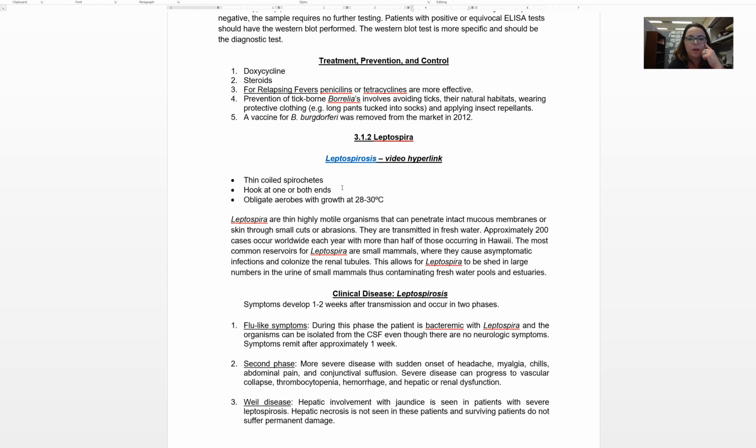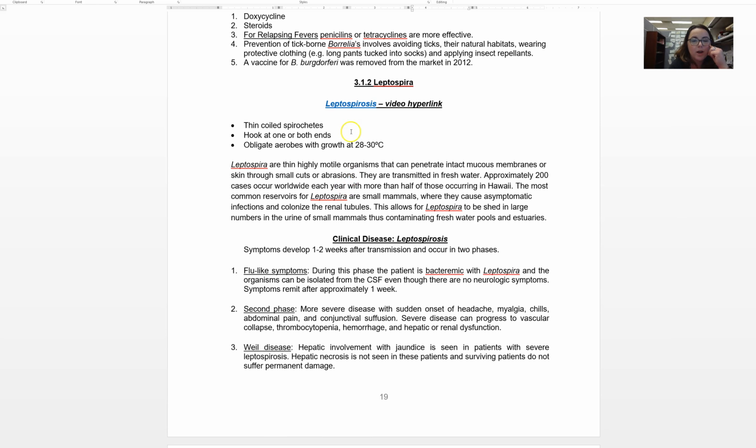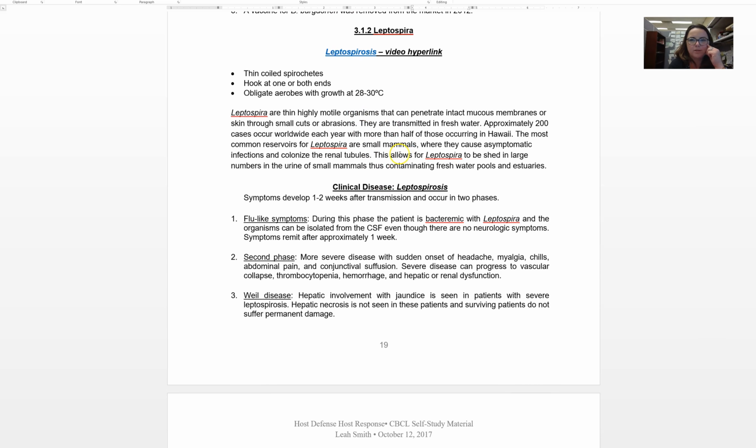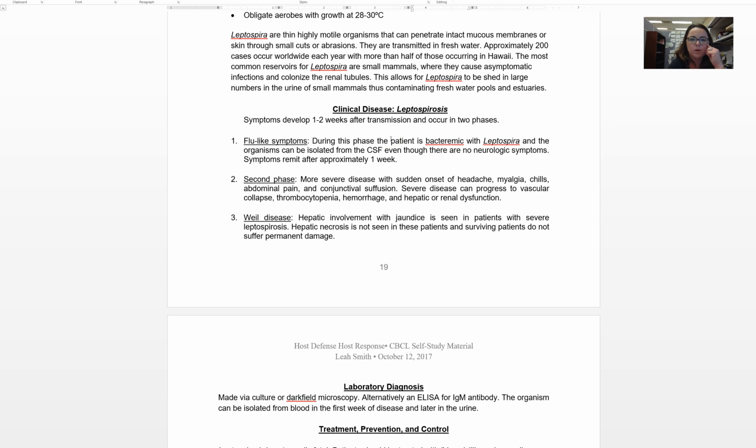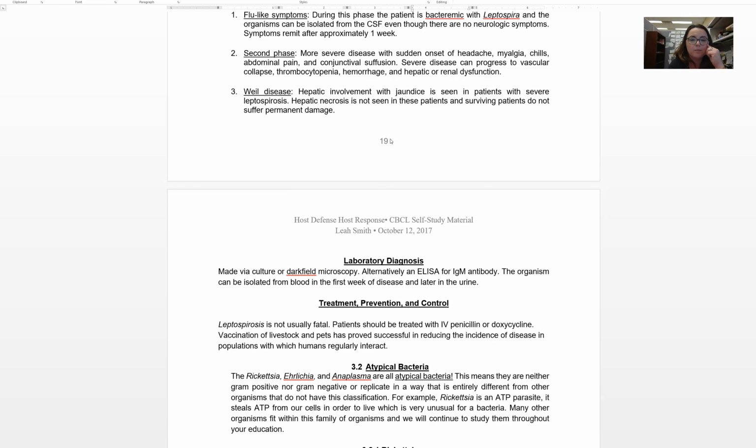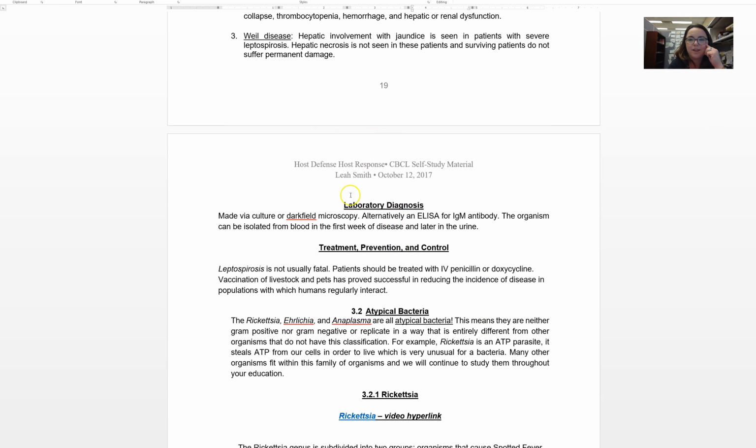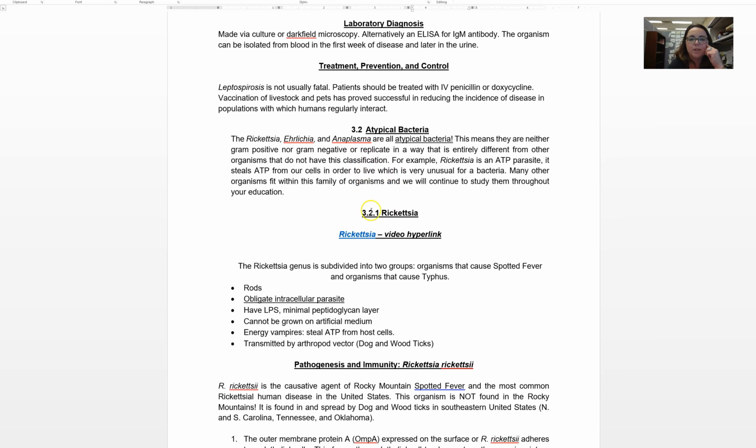And then Leptospira is not a vector-borne spirochete, but it is a spirochete. You actually get this from contact with animal urine, so that's a pleasant thought. So go through that and understand just kind of the background disease. Then we go into the atypicals.